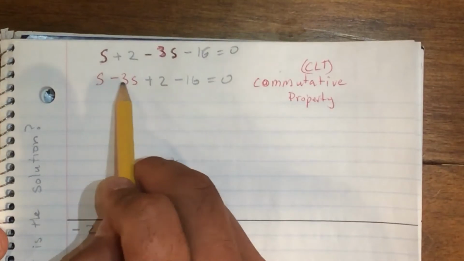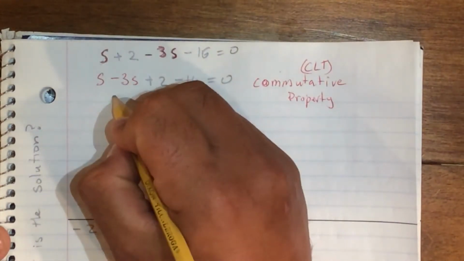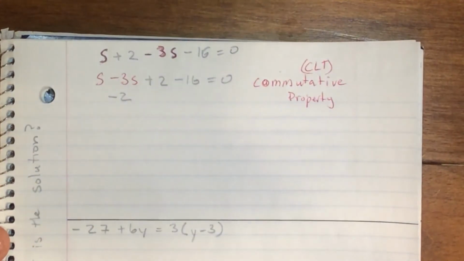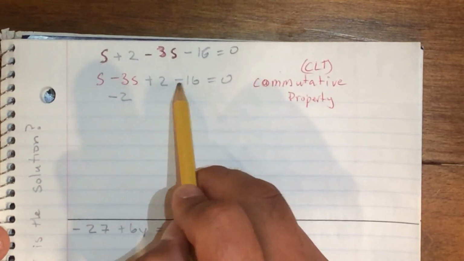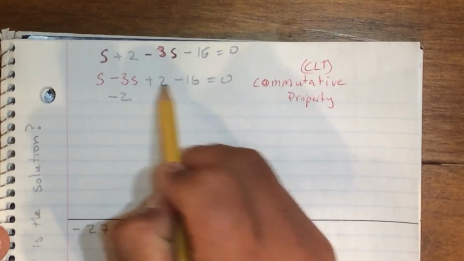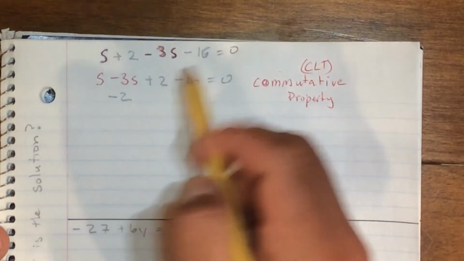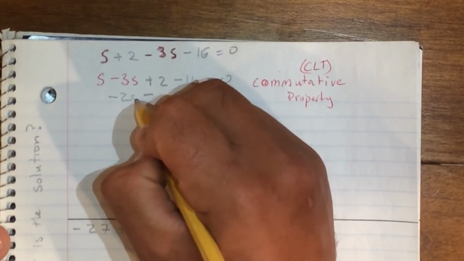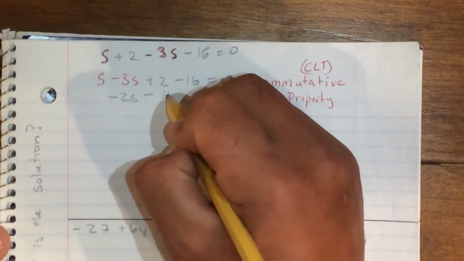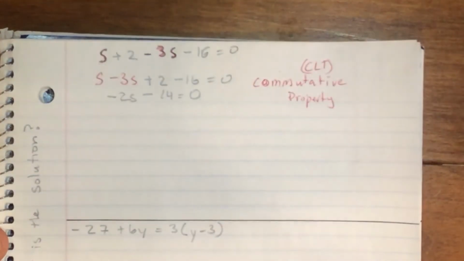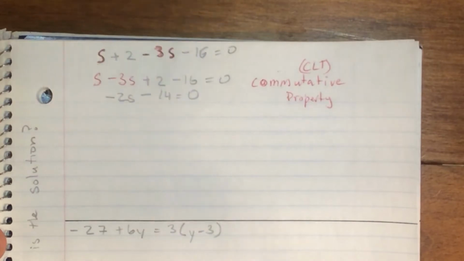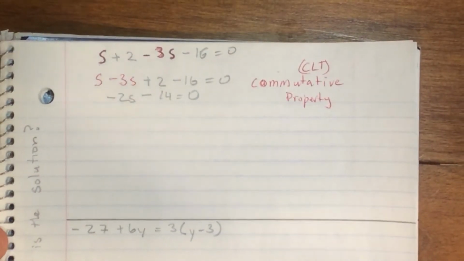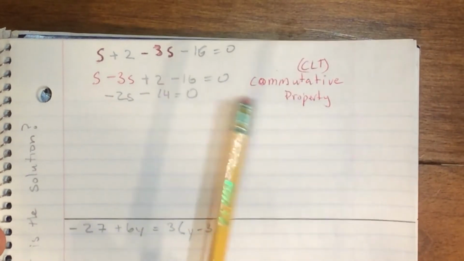So we have s minus 3 s's would give us negative 2 s's. And then positive 2 minus 16. If you have $2 but you owe somebody 16, after you give them the $2, you still owe them 14. So negative 2s and you still owe them 14 is equal to 0. Okay? So, combine like terms.